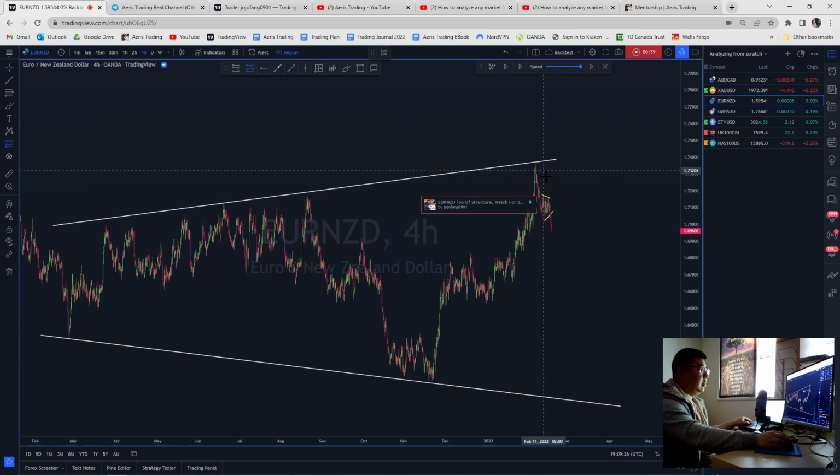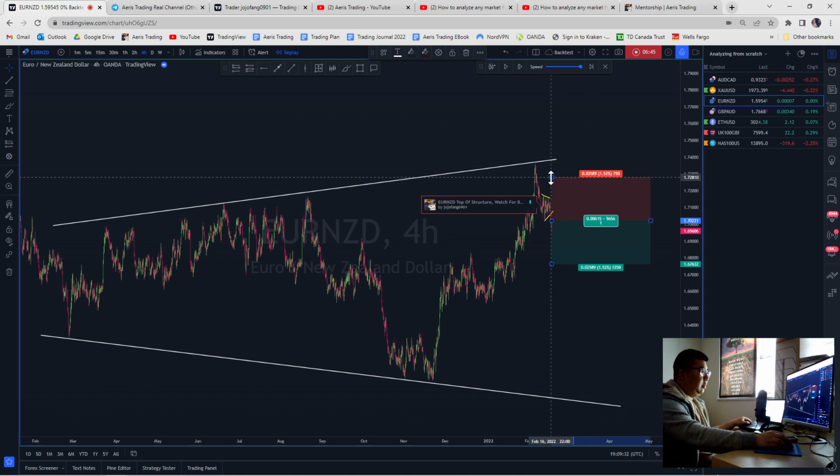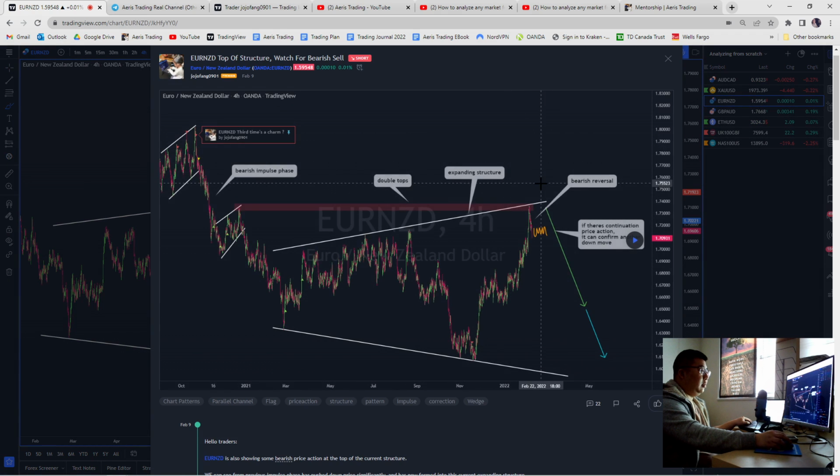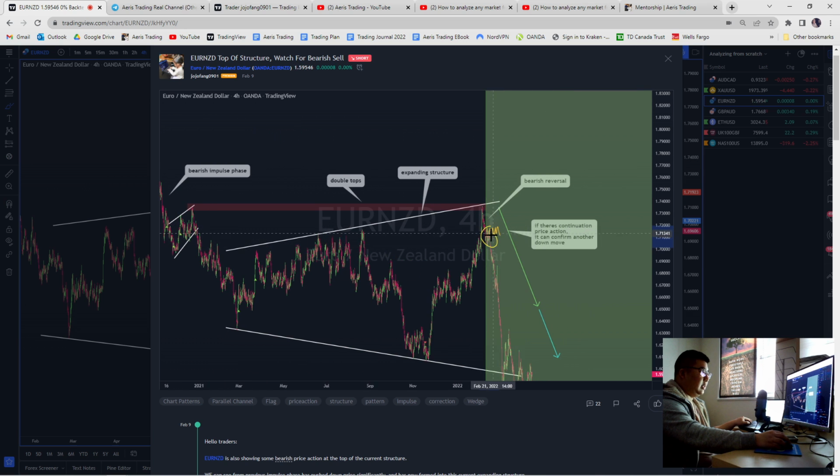And all that is left now is basically placing the entry order. If that's something that fits your trading plan, you would put the stop entry order here, and you would put the stop loss above the high of the correction, and you're looking for either the first target here, or a second target down to the previous low. So in this case, you can see when I talk about this forecast here, we have that double top, we have the expanding structure, and we basically have a bearish reversal, and we're waiting for a continuation price action here. And indeed, exactly what happened.